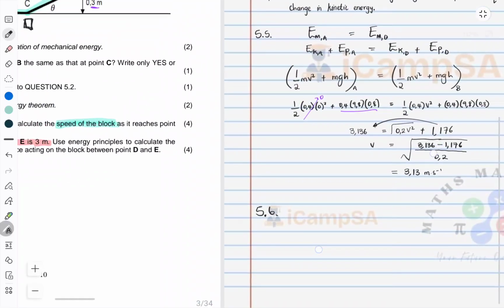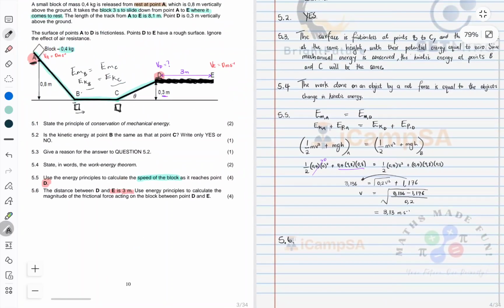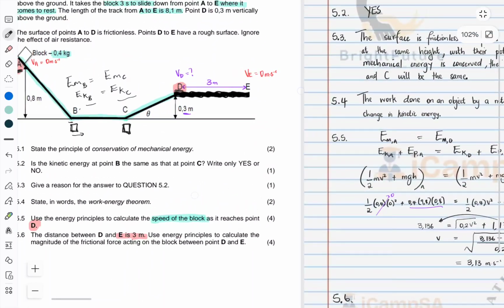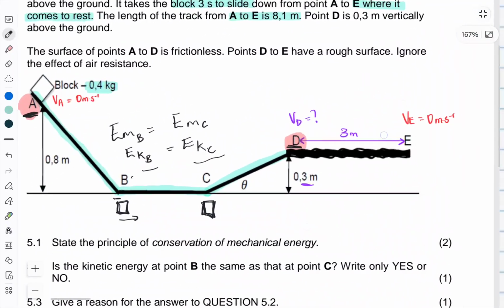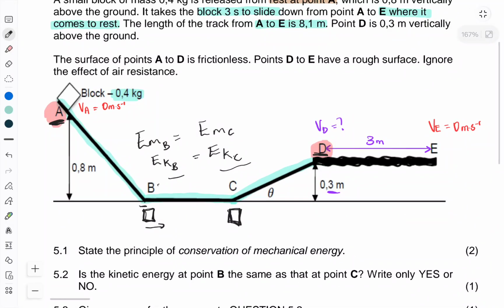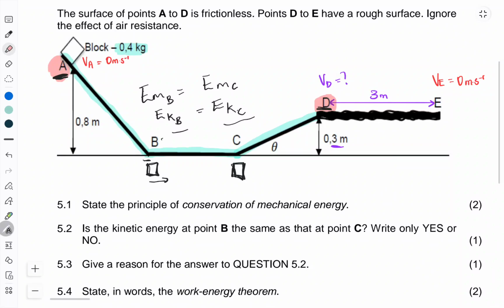All right, so just before I write 5.6, let me go back here just to clarify something I said earlier. If you remember, I said we cannot use energy principles when there's friction on the path. By that I meant this principle.